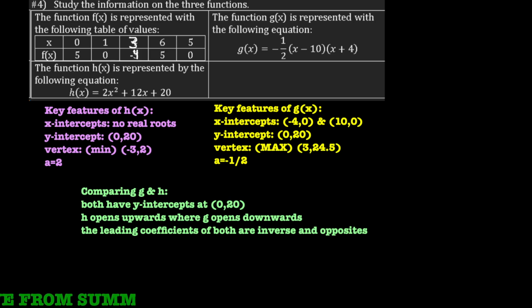Some differences they have are as follows. We can say H opens upwards, meaning it has that U shape, and G opens downwards, meaning it has that N shape. We can also say the leading coefficients are inverses and opposites, since we have -2 and -1/2 and +2. So those are inverse and opposites of each other.